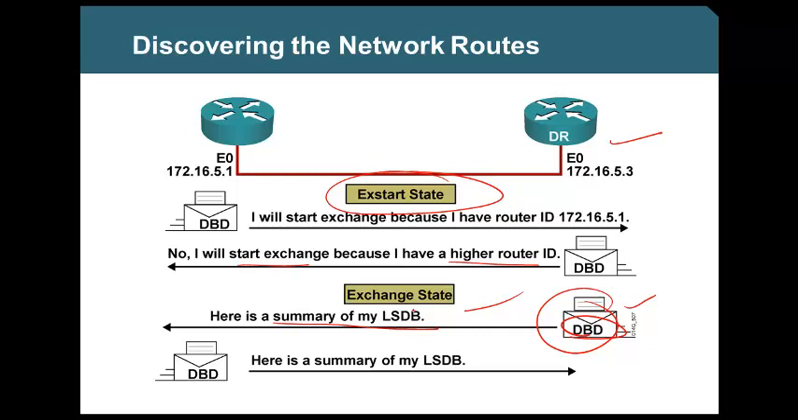Why is it sending the summary only? With the summary, the receiving router can easily make out the complete LSDB. You don't need to tell the complete story. You just send the summary, and I'll understand. That is how OSPF works.